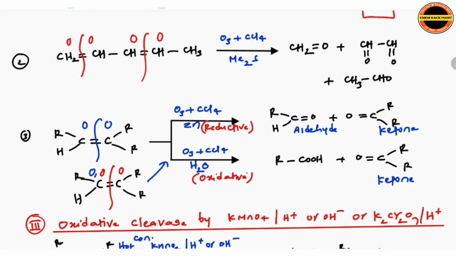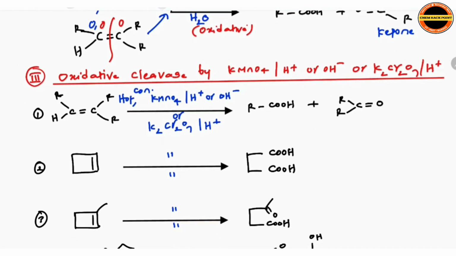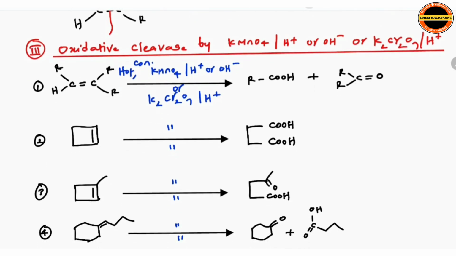Next. Oxidative cleavage by KMnO4, H+ or OH-, meaning acidified KMnO4, alkaline KMnO4, and acidified potassium dichromate. Oxidative cleavage. So what we need to do, see here. Hot concentrated KMnO4, H+ or OH-, K2Cr2O7, H+. Here also it is the same, simple. What we need to do is break it here, and actually you will get a carboxylic acid.